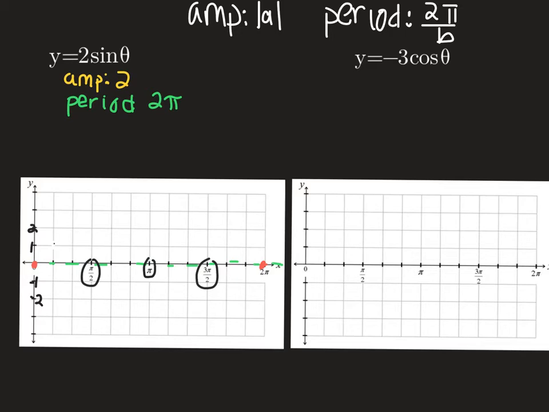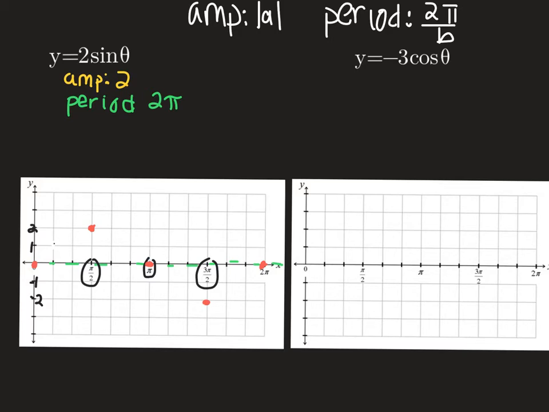When I go to sketch this graph, I'm going to start in the middle at the midline for 0, and then I'm going to go to the highest point for pi over 2. I'm going to go back to the middle for pi. I'm going to go down to the lowest point for 3 pi over 2, and back to the middle for 2 pi. Okay? And then I know the points in between.